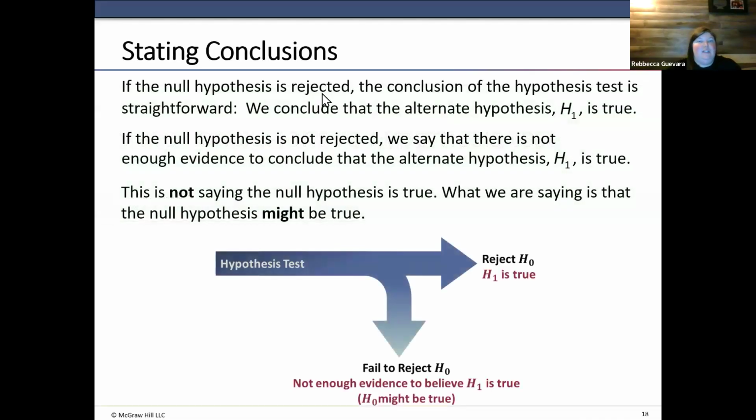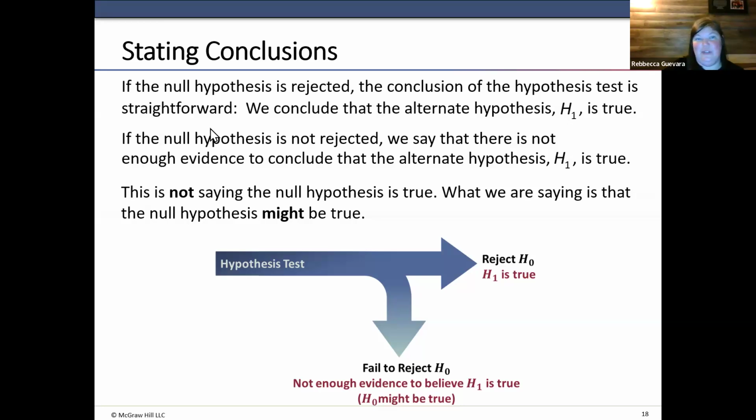All right. So talking about how we state our conclusions. There is some nuance to the wording that we have here. If the null hypothesis is rejected, the conclusion of the hypothesis test is very straightforward. We conclude that the alternative hypothesis is true. That is kind of your book's opinion on it.